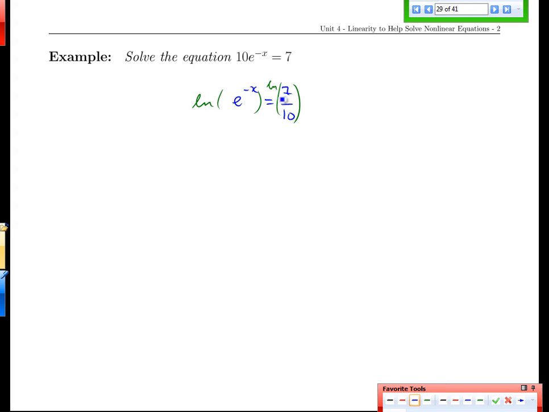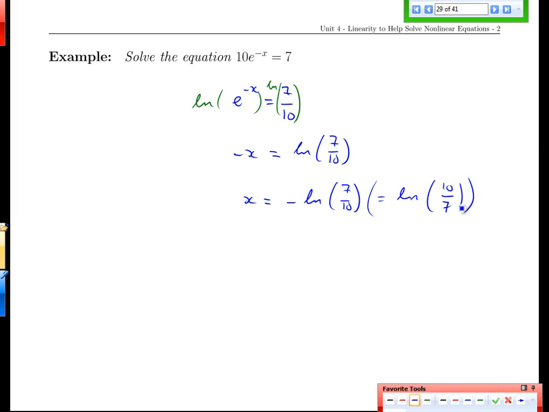So we take the ln of both sides. ln and e are inverses, so we end up with negative x equals ln of 7 over 10. And so x is equal to negative ln of 7/10. If you're feeling fancy, you could also bring the negative inside and make that ln of 7/10 to the negative 1, better known as 10 over 7. That's totally optional. At this point, you could put it into your calculator and get a value back. Okay, we're doing all right. We know how to solve nonlinear equations.